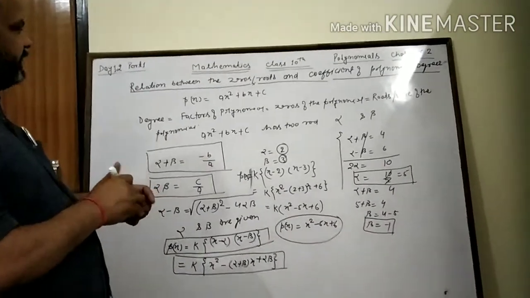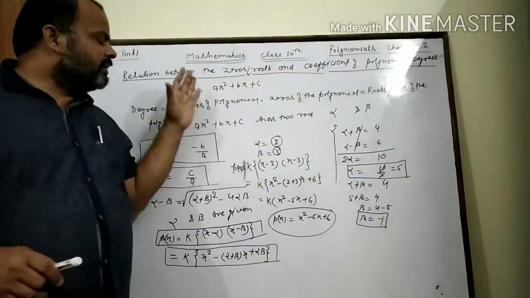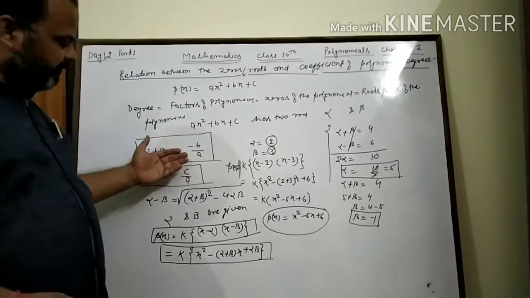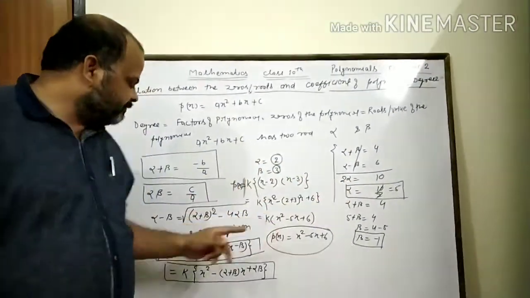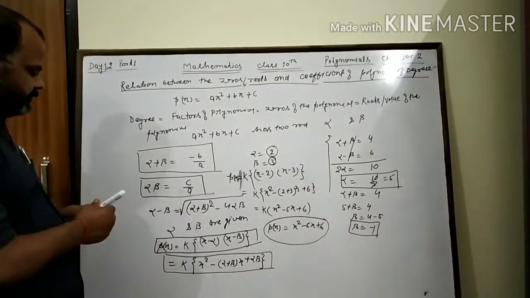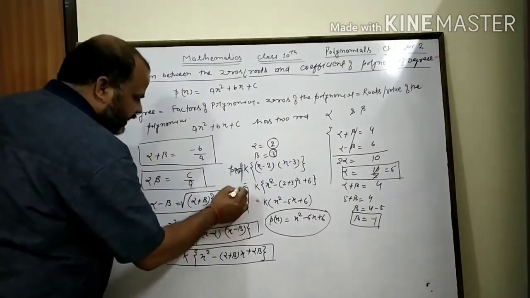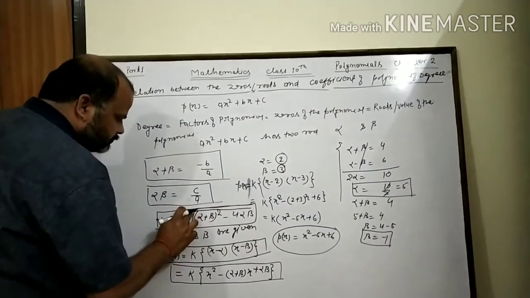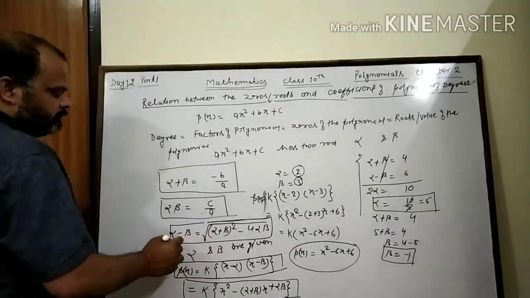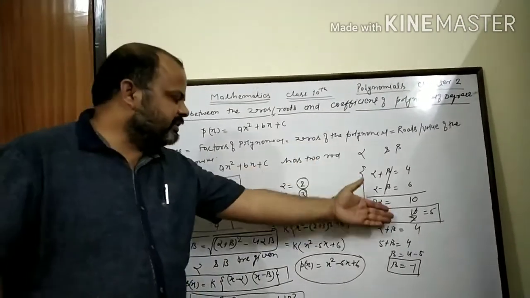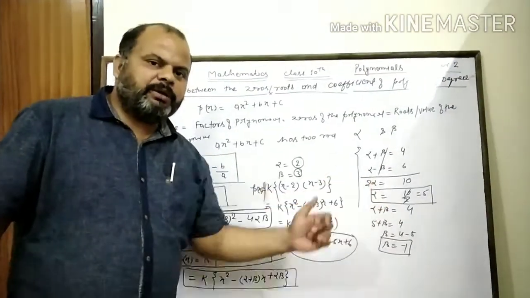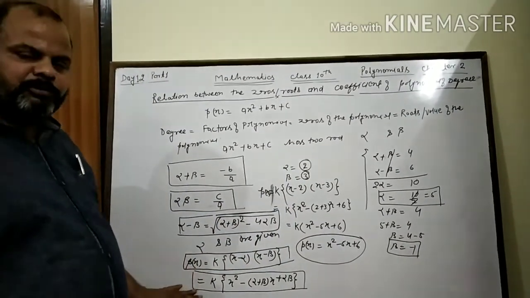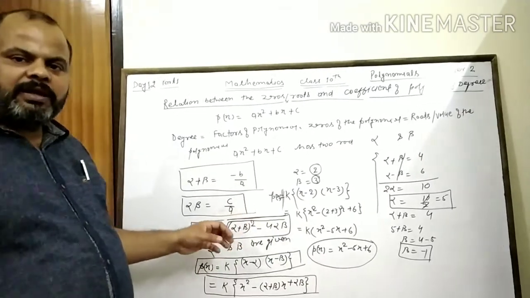Clear? Then in this topic we discussed the relation between roots and coefficients of the polynomial, and in which way we can find the roots. With the help of this formula we can find alpha minus beta, and by using this you get the particular values of alpha and beta. And if you have alpha and beta, then with the help of this formula you can find the polynomial. Clear? Okay.